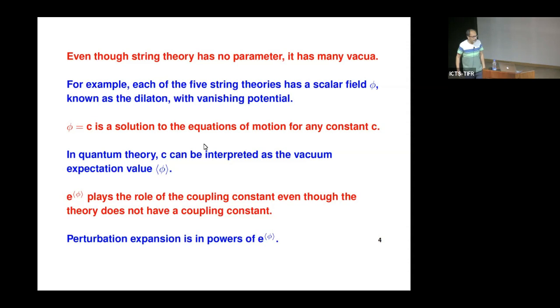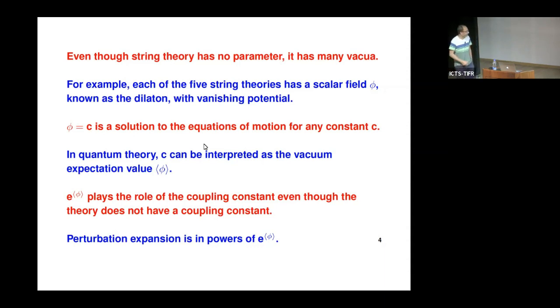Now, even though string theory has no parameter, it has what are called many vacua. And I'll elaborate on this a little more later. So the simplest example is that each of the 5 string theories has a scalar field phi, which is known as a dilaton, with vanishing potential. And because this field has vanishing potential, any constant value of the field is a solution to the equations of motion. And in quantum theory, this constant can be interpreted as the vacuum expectation value of this field phi, which we will denote by this expectation value.